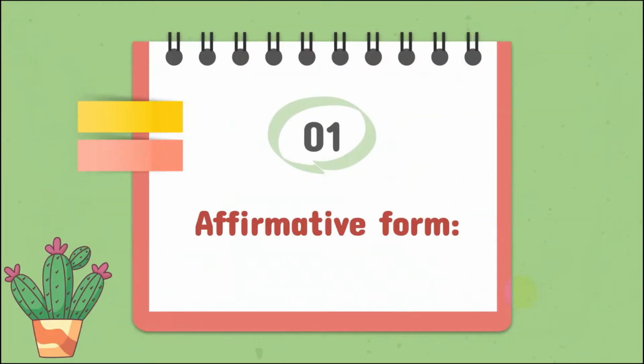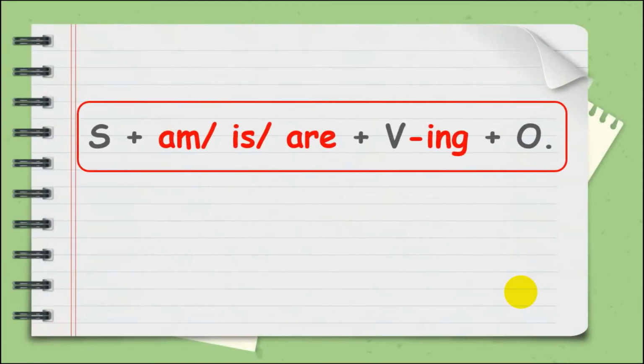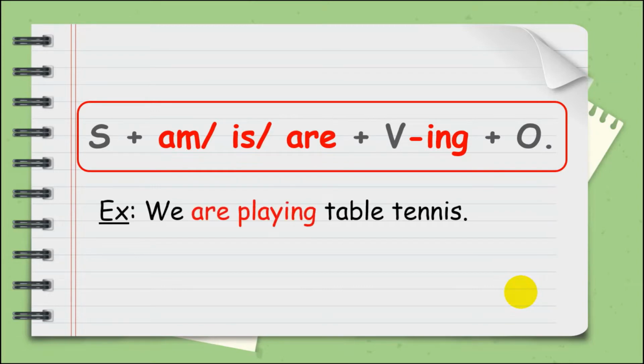Let's move on to the first point, the affirmative form of that tense. Here I want to show you the form. Subject, plus am, is, or are, plus verb-ing, plus object. Am, is, are are the to be or be verbs. For example, we are playing table tennis. Try to remember the 3 be verbs: am, is, and are.